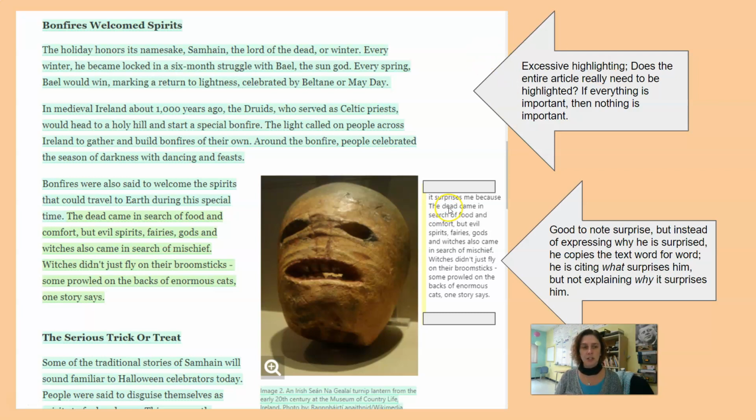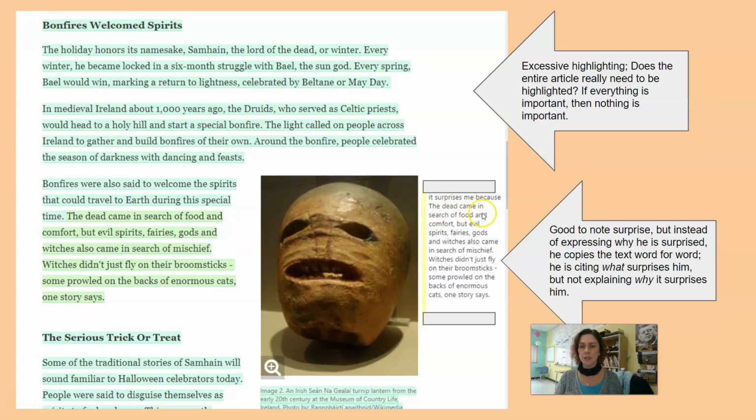So if we look at the annotation here, and I think since this is highlighted twice, this person is responding to this sentence or these two sentences. The dead came in search of food and comfort, but evil spirits, fairies, gods, and witches also came in search of mischief. Witches didn't just fly on their broomsticks. Some prowled on the backs of enormous cats, one story says. So they have that in yellow, and they say it surprises them. Okay, so the question would be, why does this surprise you? So they should be saying, this surprises me because, and that's what this student does, but his because is this.